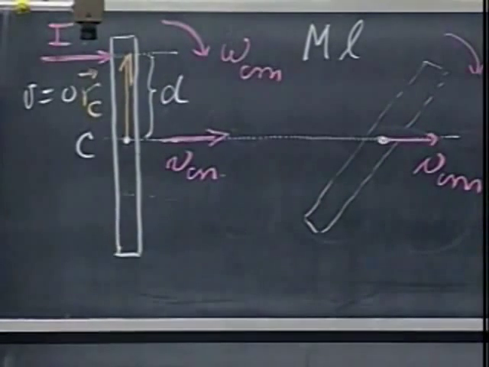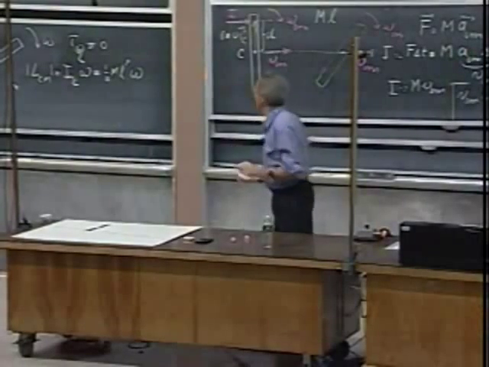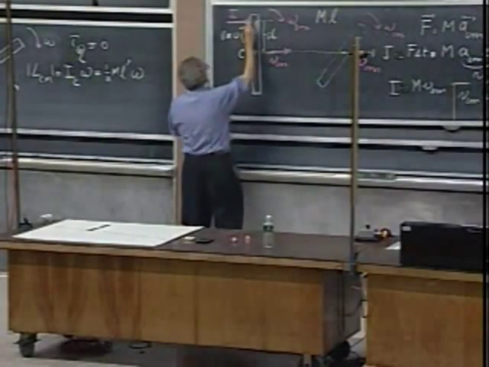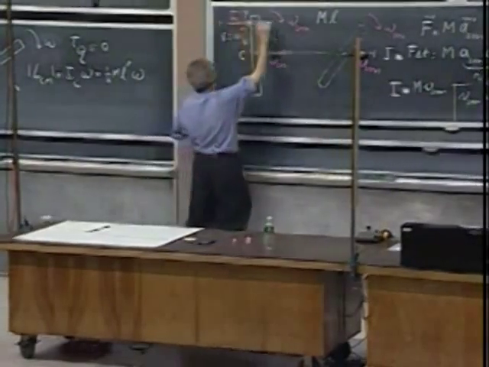Some of you may say, I don't like to take C as my origin. I'm going to pick another point as my origin. I'm going to take this point P as my origin, or any other point on this line.